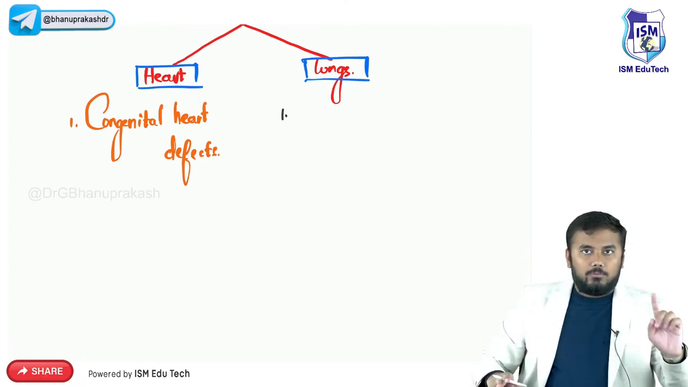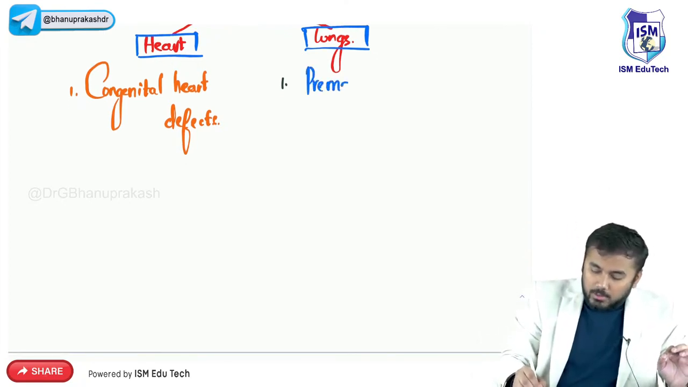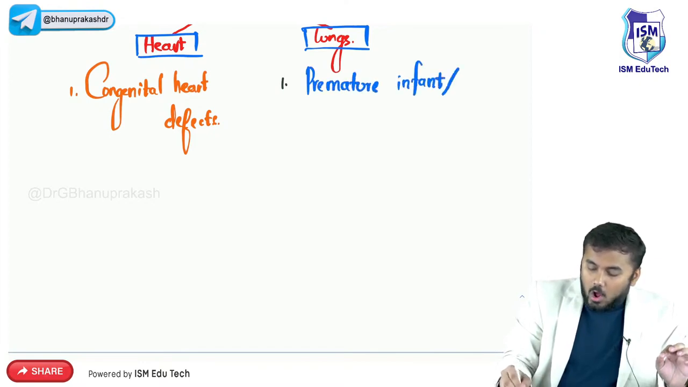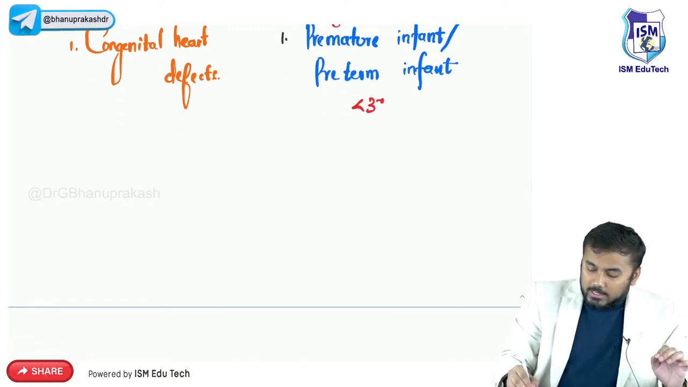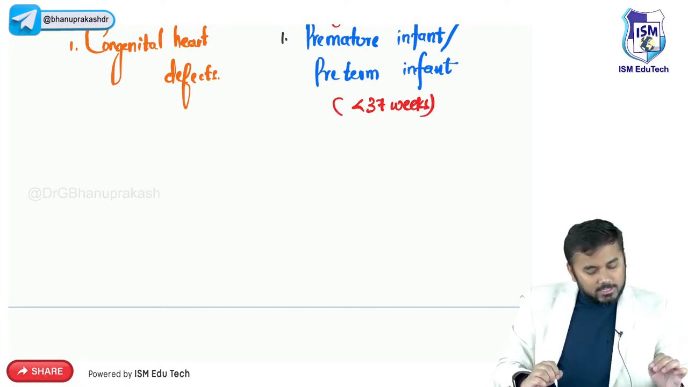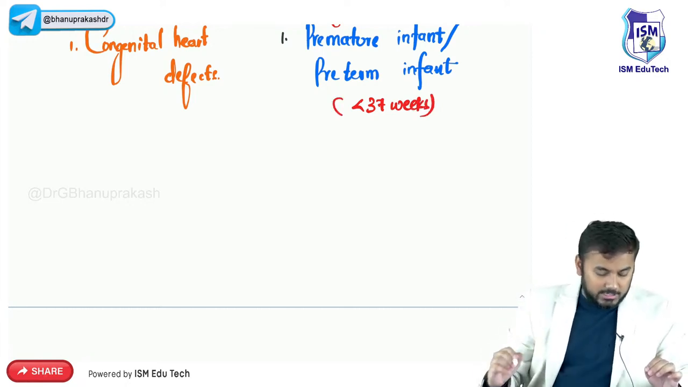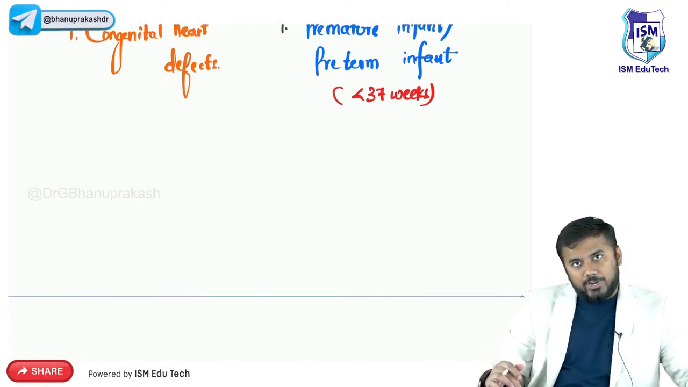First of all, let me put up the heading. Premature infant, or preterm infant. Preterm infant means less than 37 weeks. This is called a preterm infant. Very good, Jasmine. There is a distress in the baby. That is what I'm going to discuss now. Obviously, that is called respiratory distress.